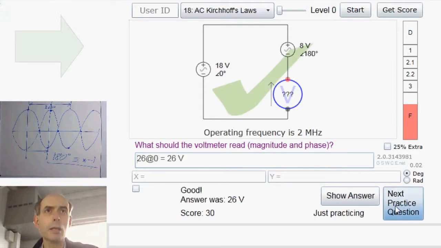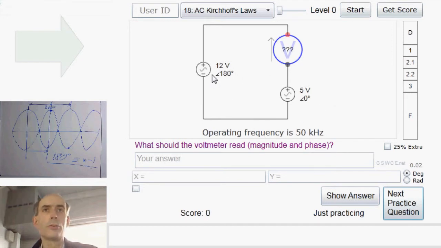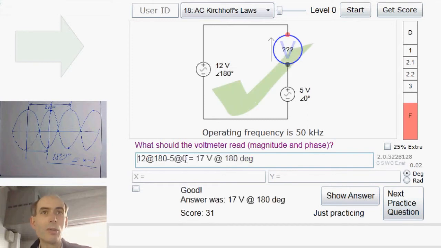Fine. You can do these things just by using the complex numbers. For example, we've got 12 volts here and 5 volts at 0 degrees there, so the voltage across here must be 12 volts at 180 minus 5 volts at 0, exactly as if we were doing it in DC, except using the complex numbers instead of just the magnitude of the voltage. And we could write the answer as 12 volts at 180 degrees minus 5 volts at 0, and that would do. It would work out that the result is 17 volts at 180 degrees.